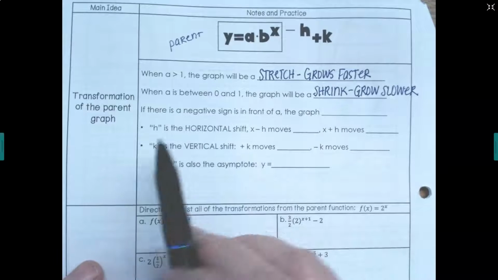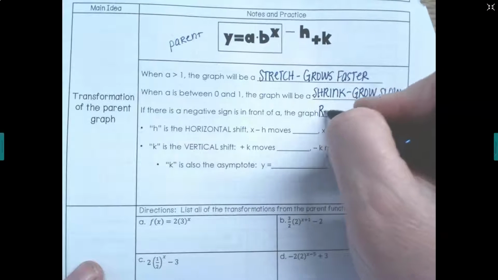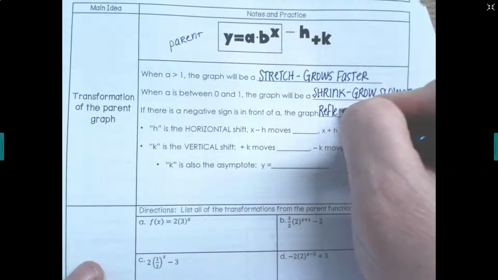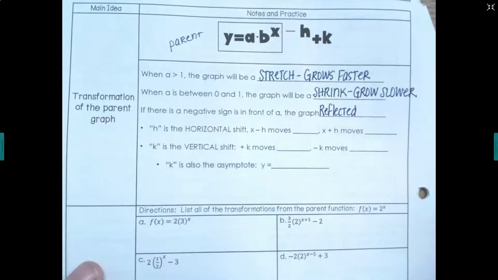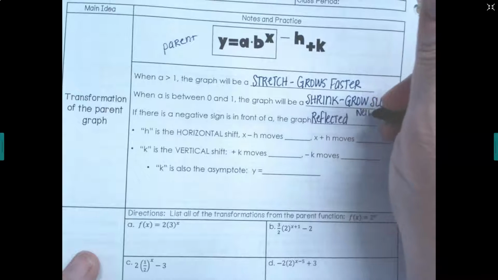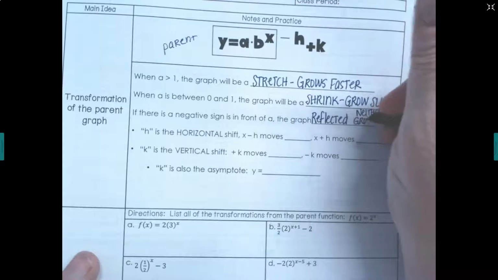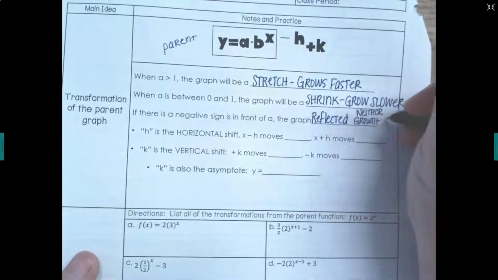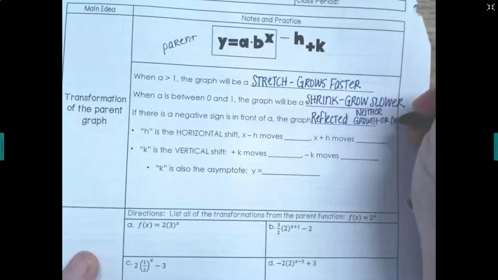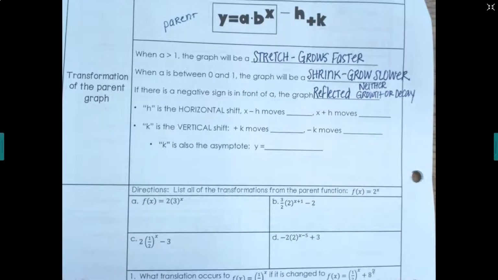If there is a negative sign in front of the a, that is separate from the a. Remember back to our quadratics. If there's a negative sign, that means that your graph will be reflected. And if it's reflected, it is neither growth nor decay. We wouldn't call it growth or decay, we just call it neither in algebra 1.